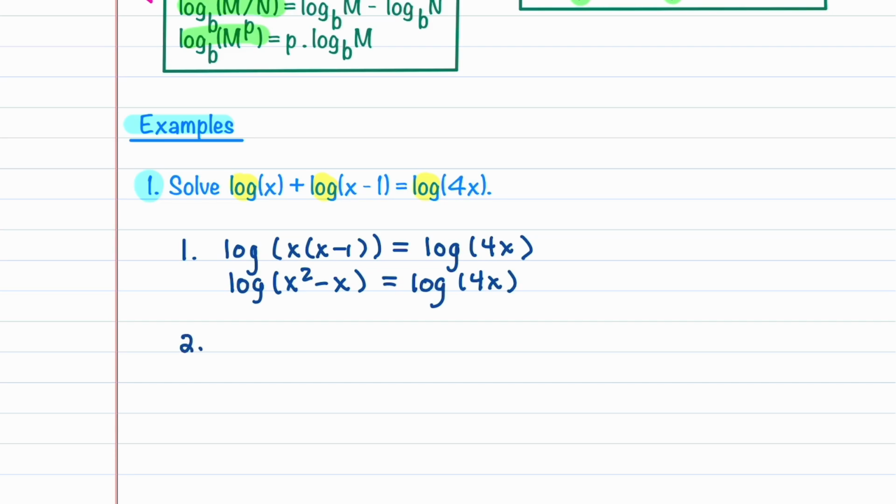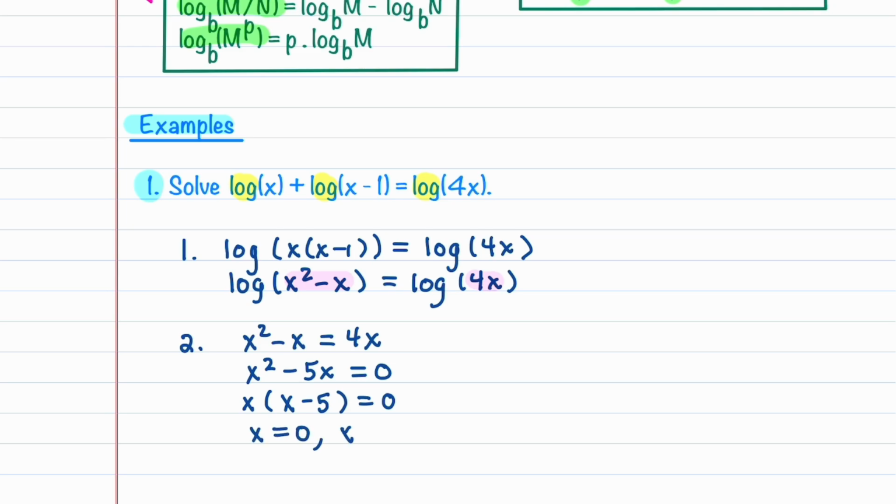The second step tells us that we can solve the equation by equating what's inside each logarithm. So let's write down x squared minus x is equal to 4x. We can solve that. Let's pull the 4x to the left, and we have x squared minus 5x is equal to 0. We want to factor out an x, and we're left with x times x minus 5 is equal to 0. And then we set both of those quantities equal to 0, and we get x is equal to 0, and x is equal to 5.